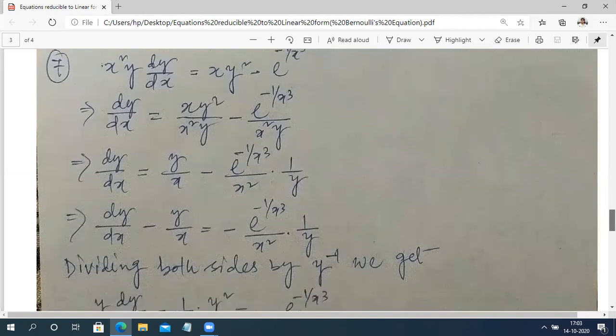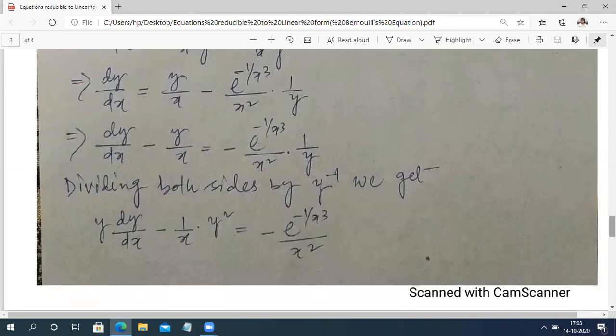Now substitute. Now divide the whole equation by y raised to the power minus 1. If you divide this, it will be y dy by dx minus 1 upon x. Dividing by y to the power minus 1 means we are multiplying with y, so it will be minus y square. So it will be y square, and 1 upon y to the power minus 1 is nothing but y inverse.